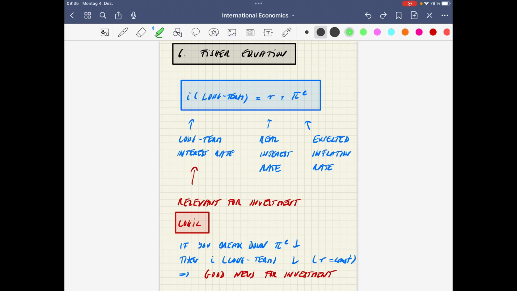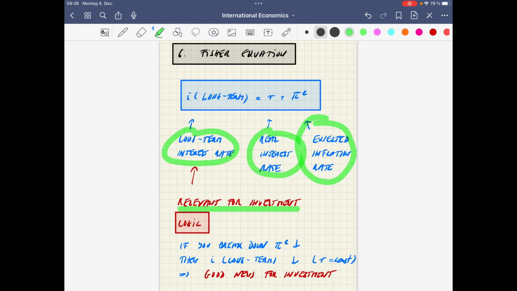So what's the Fisher equation? The Fisher equation refers to the long-term interest rate, which is relevant for investment. So for monetary policy, it's quite important to break the expected inflation rate. So what investors expect for the future of monetary policy, assuming that the real interest rate is constant, then the logic goes the following. So if you break the expected inflation rate by tightening monetary policy, not only for a couple of months, but for a certain time period, then this reduces long-term interest rates, which is good news for investment.